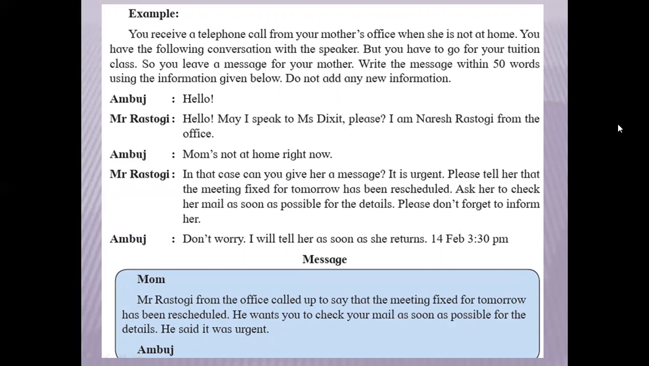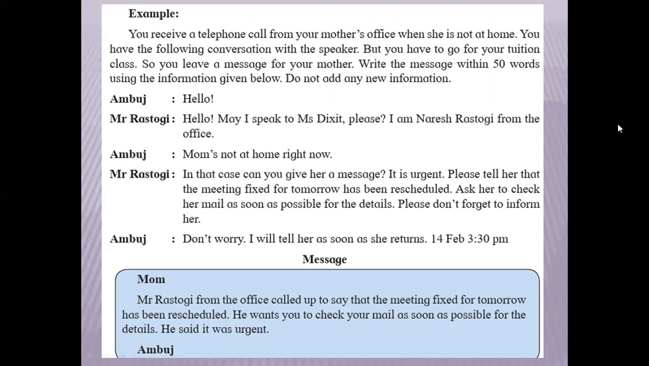Ambuj: Hello, Mr. Rastogi. Hello, may I speak to Miss Dikshit, please? I'm Naresh Rastogi from the office. Ambuj: Mom's not at home right now. Mr. Rastogi: In that case, can you give her a message? It is urgent. Please tell her that the meeting fixed for tomorrow has been rescheduled. Ask her to check her mail as soon as possible for the details. Please don't forget to inform her. Ambuj: Don't worry, I will tell her as soon as she returns. This conversation has taken place on 14th Feb at 3:30 p.m.